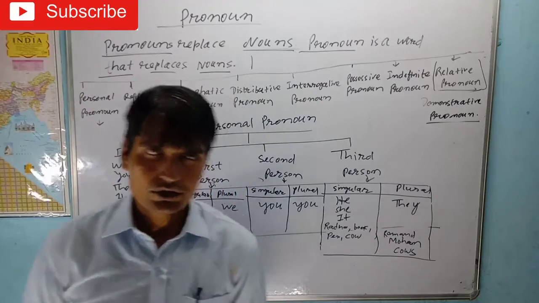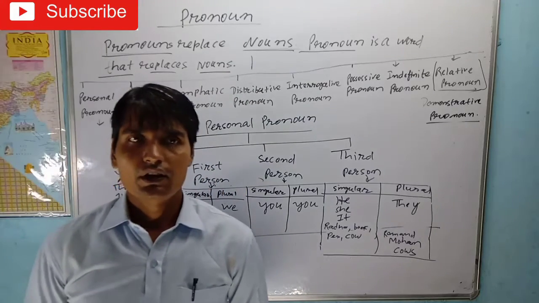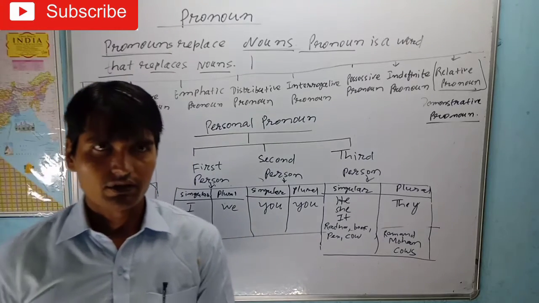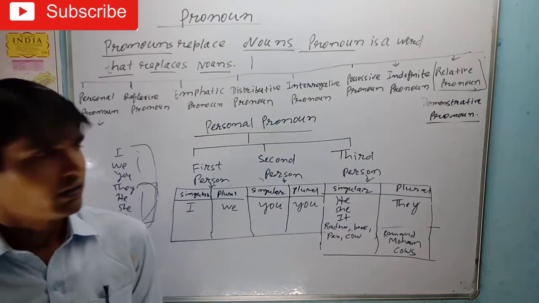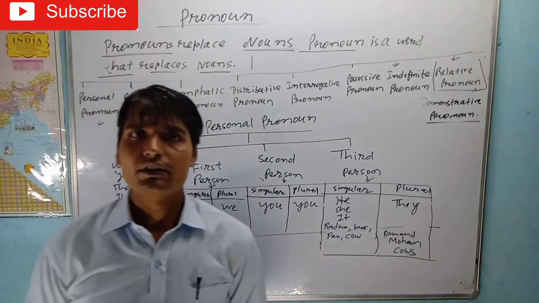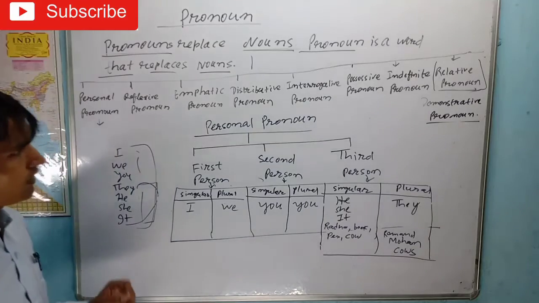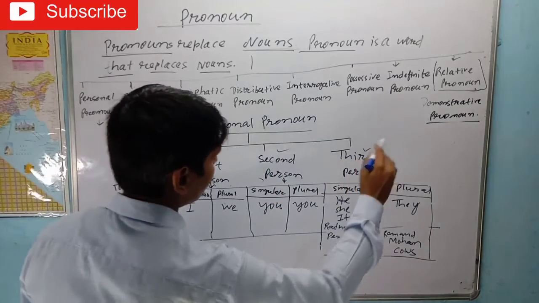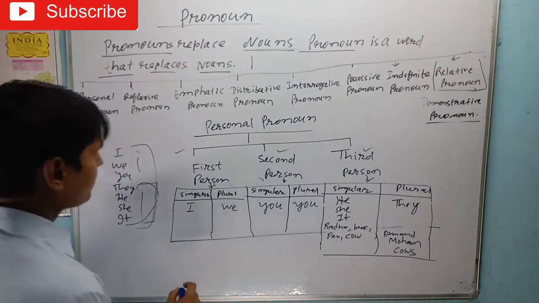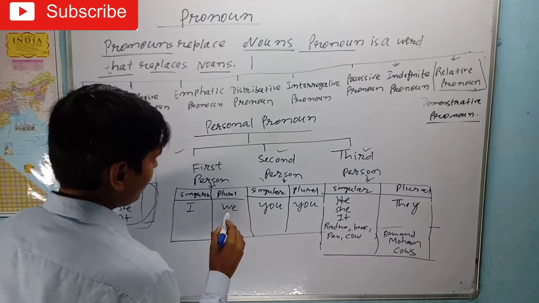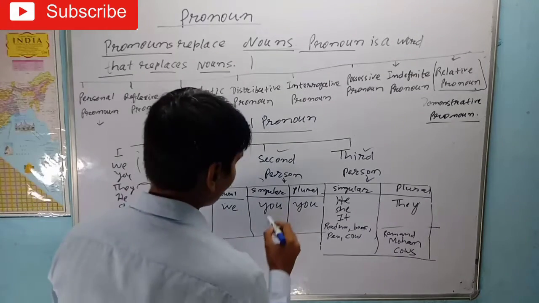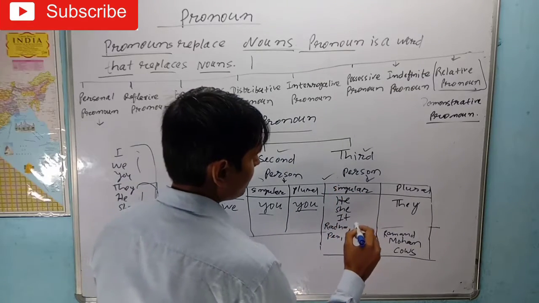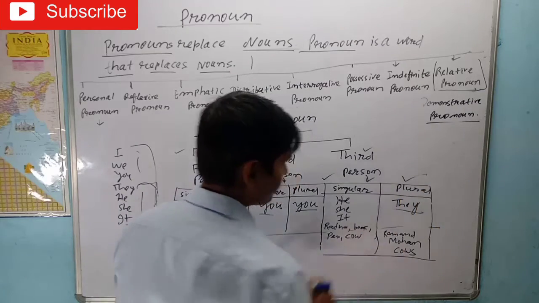So let's start without wasting time. At first, we'll see how to recognize the personal pronoun. To get the correct meaning of the personal pronoun, we need to know about the person first. So the personal pronoun has 3 persons. The first is the first person, second is the second person, and third is the third person. Now the first person singular number has I, plural has we, the second person singular has you, and plural has you. Third person singular has he, she, it, and plural has they.